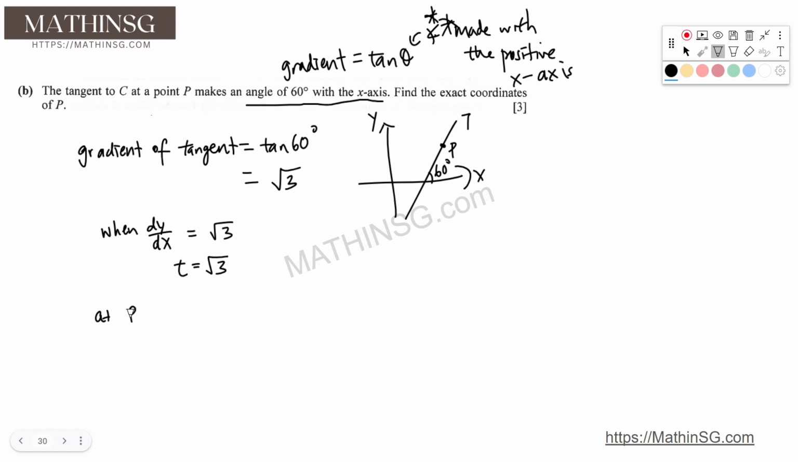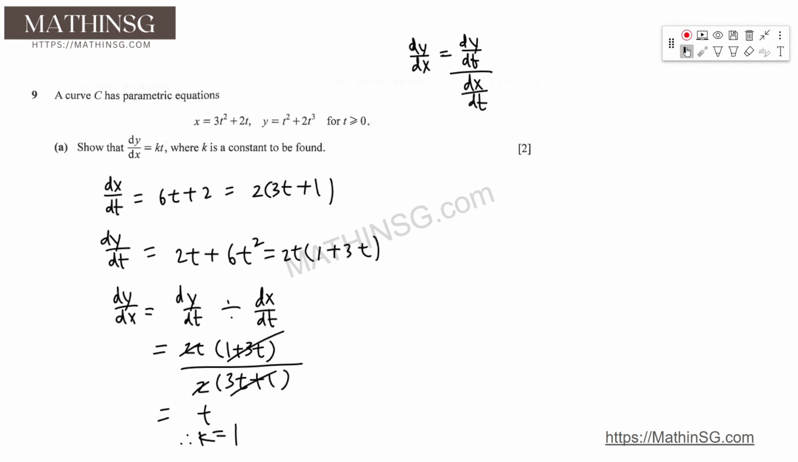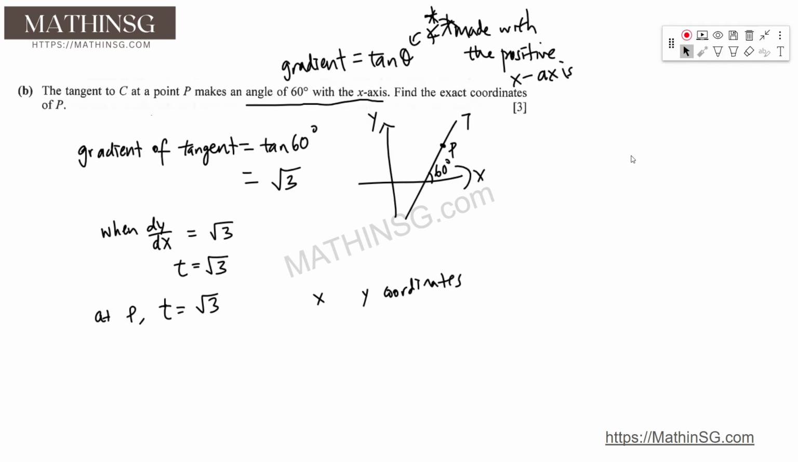So at P, what do we know? t is equal to root 3. Once we know that at P, t equals root 3, what can we do? Well, we can find quite a number of things. We can find the x and y coordinates, and that is what we need to find the exact coordinates of P. So we just need to sub t equals root 3 into the equations for x and y, and then we'll be able to find the coordinates of P. So let's do it.